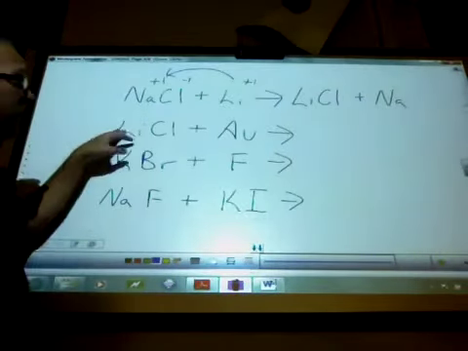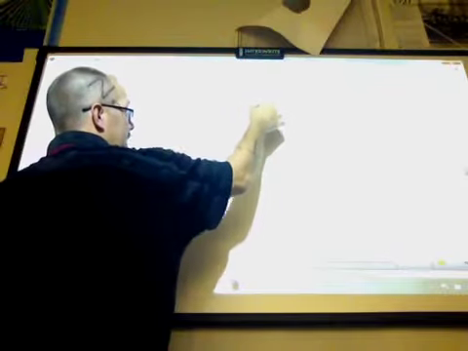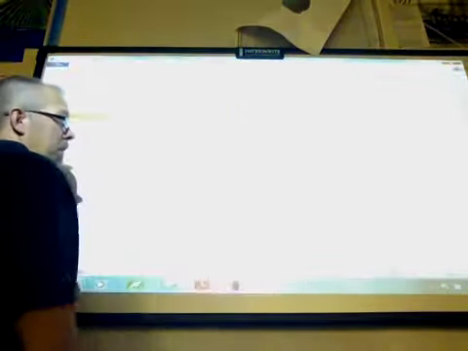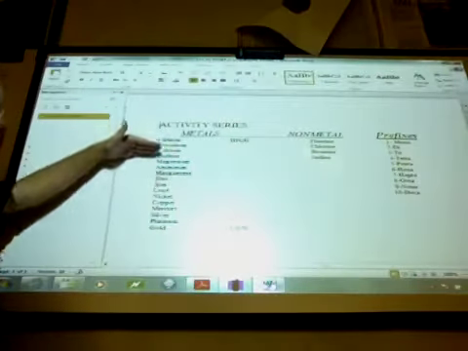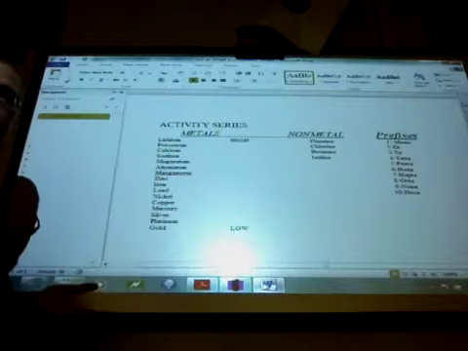The next reaction we have is lithium chloride and gold. Lithium is positive 1, gold is a positive 1 as well. But when I refer to the list, I see lithium's up here, but gold is really low, very inactive. We all know that because gold lasts forever.